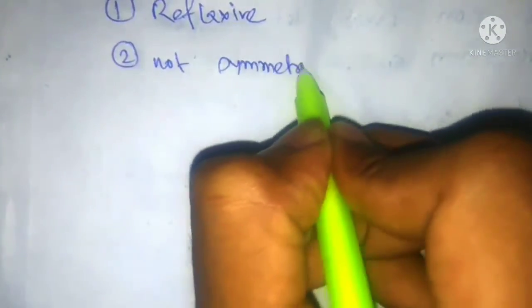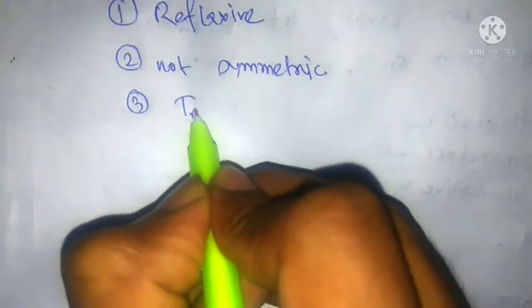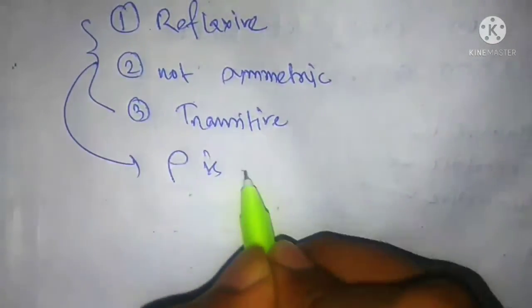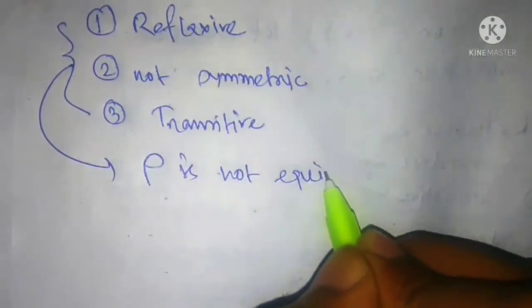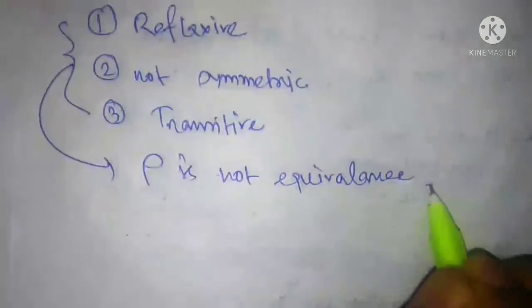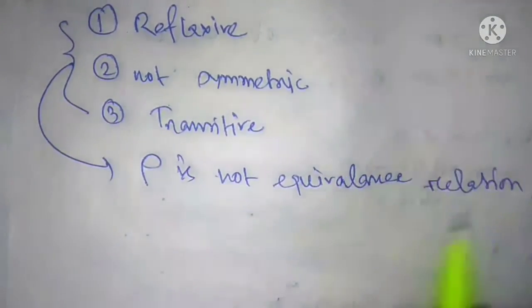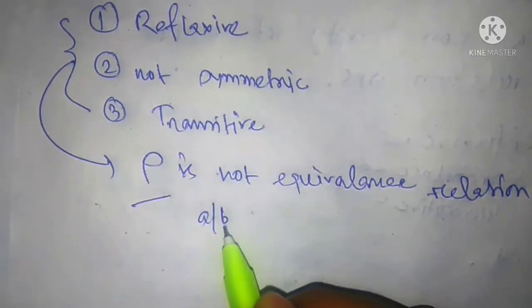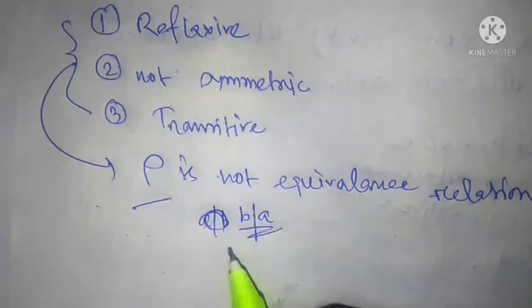So in this example, rho is reflexive and transitive but not symmetric. So rho is not an equivalence relation. So in this example, a is a divisor of b is not an equivalence relation.